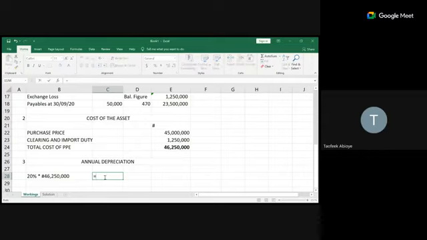Let's quickly use Excel. 46,250,000 multiplied by 0.2. So this is our annual depreciation. Let me use the Naira column here. Our annual depreciation is 9,250,000.